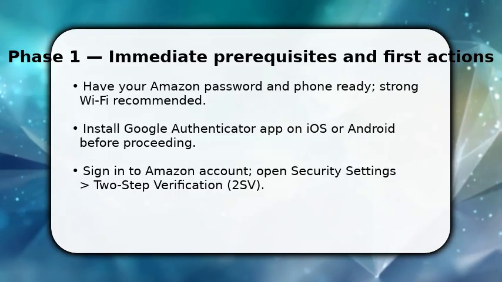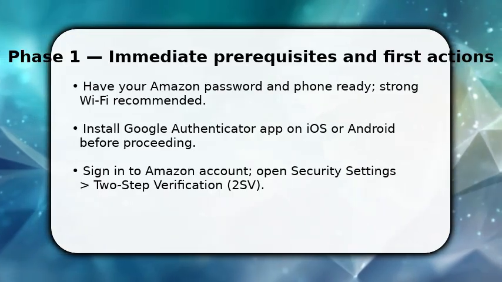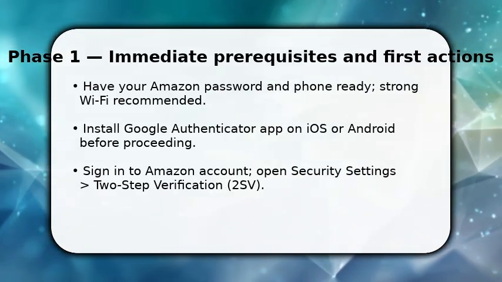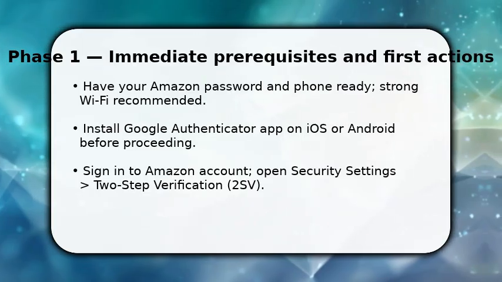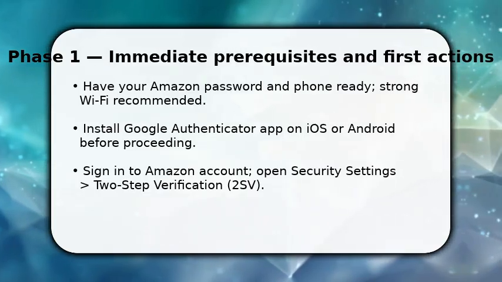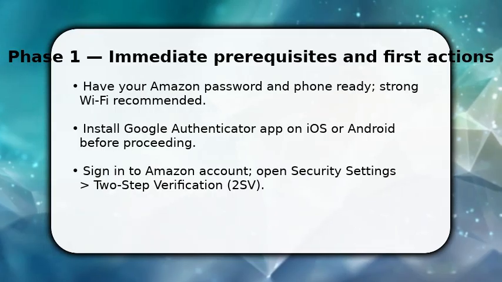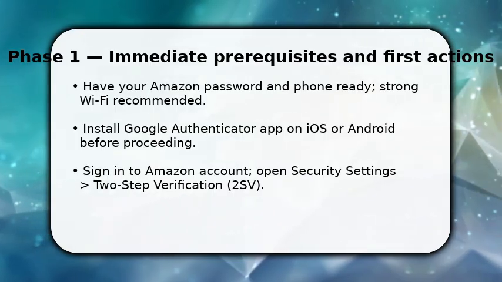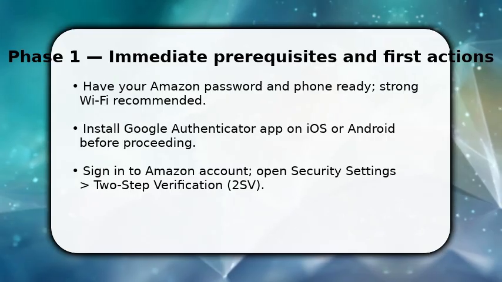You're signed into Amazon and you've installed Google Authenticator on your phone. Now let's connect them. From Amazon's security settings, open two-step verification and choose to add an Authenticator app. Click the option to show a QR code. You need that code to link accounts.